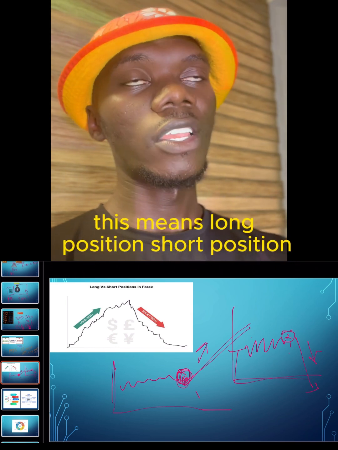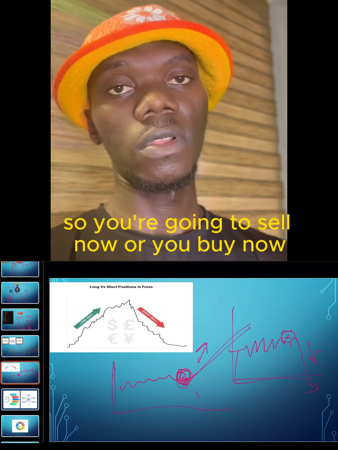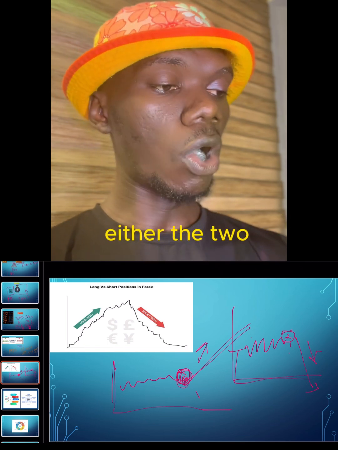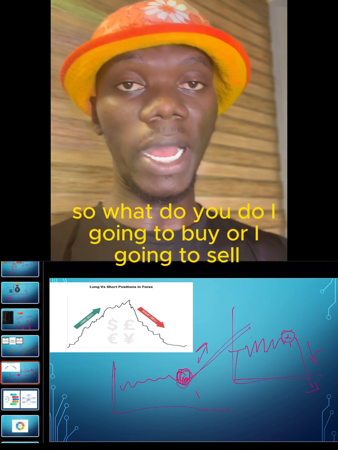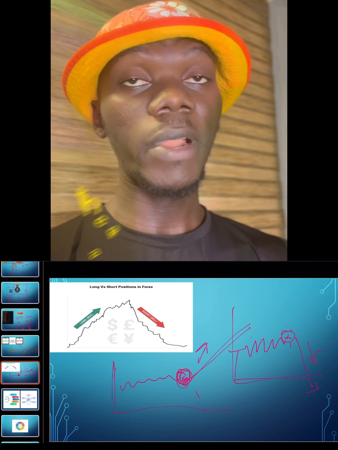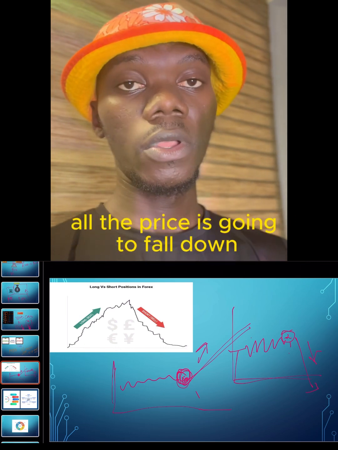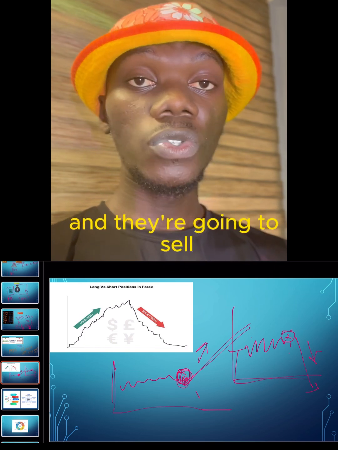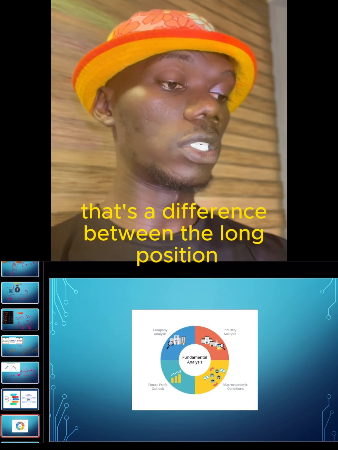So this means short position, this means long position. With a short position, you're taking a position that the price is going to fall, so you're going to sell now. Or you're taking a position that the price is going to go up, so are you going to buy or sell? If the price is going to go up, that means you're going to buy. You buy now because the price is going to go up. But if the price is going to fall down, that means you're going to sell because you don't want to lose a lot of money. That's the difference between the long position and the short position.